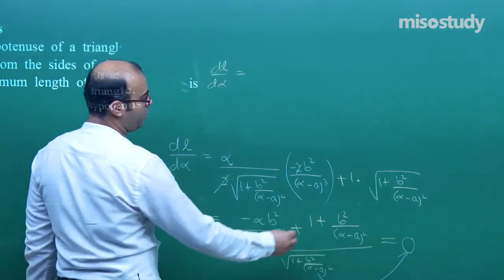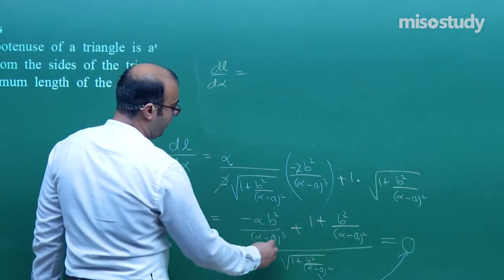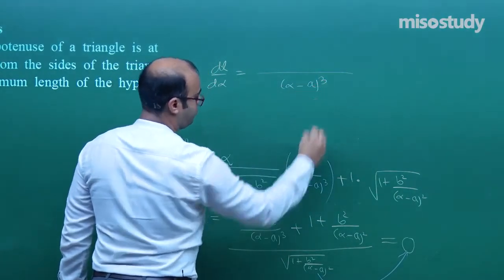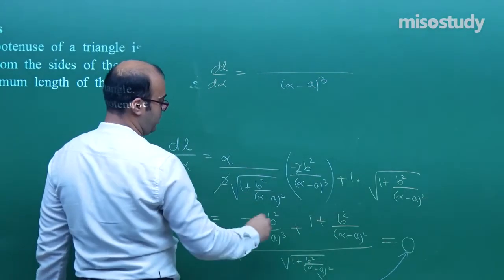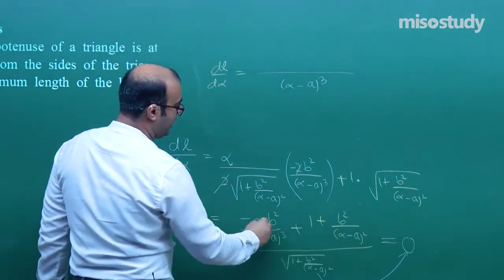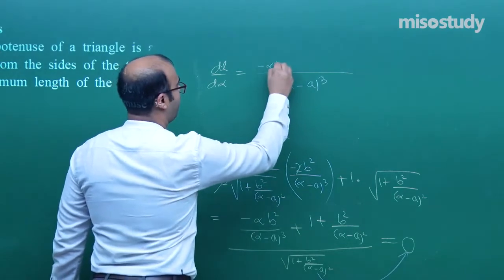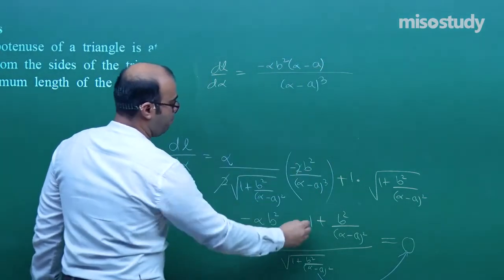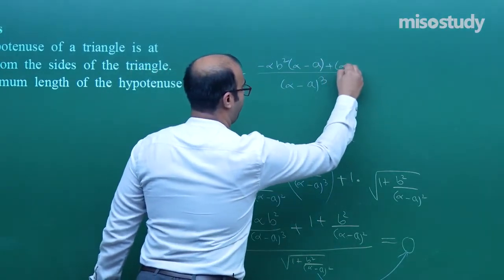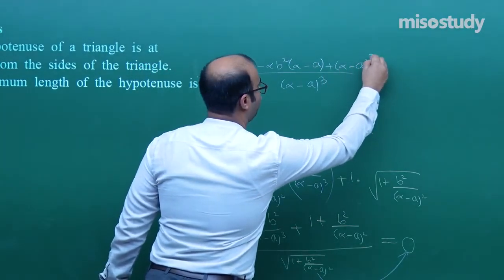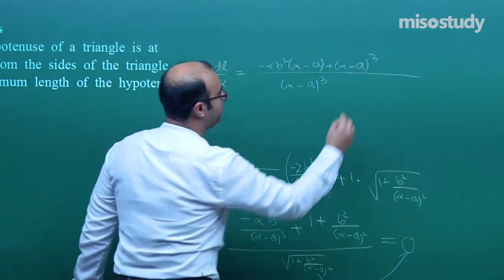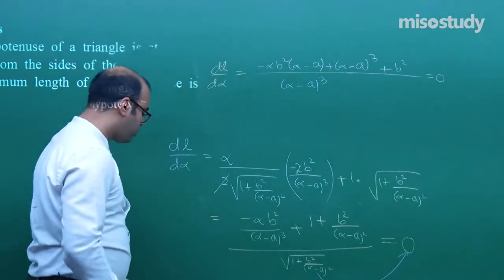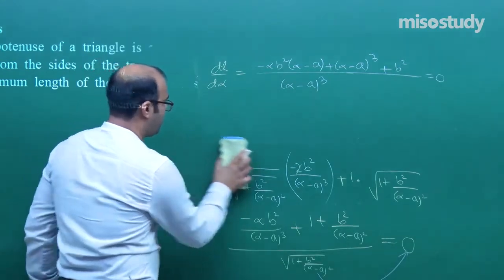What will remain here? We will find, after taking alpha minus a whole cube as the LCM again, this is 1 minus alpha b square into alpha minus a plus alpha minus a whole cube and then plus b square. This term is equal to 0.